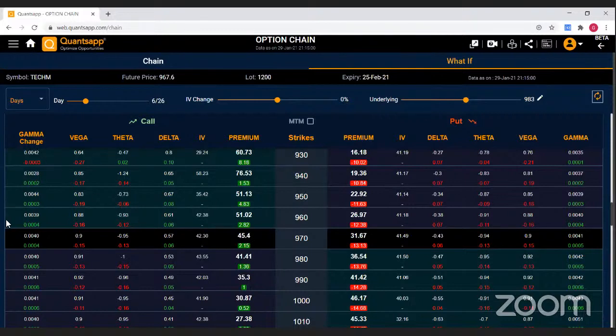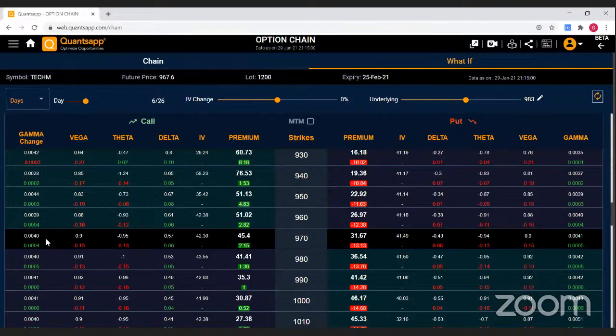And you have the gamma change. Gamma is basically the second derivative of the delta. If the underlying moves by 1 point, in delta we saw how much the option premium would move. But gamma tells you that if the underlying moves by 1 point, how much the delta will change. If the underlying is increasing, will my delta increase or decrease, that has been explained. So delta will increase, but how much it will increase, that is being explained by gamma change.